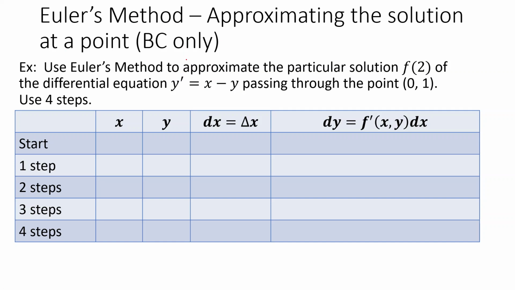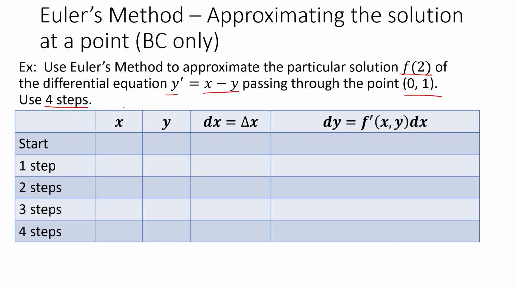So this is not on the AB. This is the first thing that some of you are doing that is BC only. Those of you that were in AB last year, congratulations. This is finally new. So use Euler's method to approximate the particular solution f of 2 of the differential equation y prime equals x minus y passing through the point 0, 1.